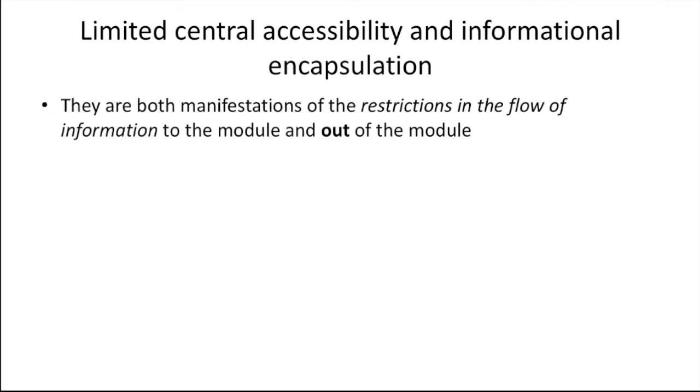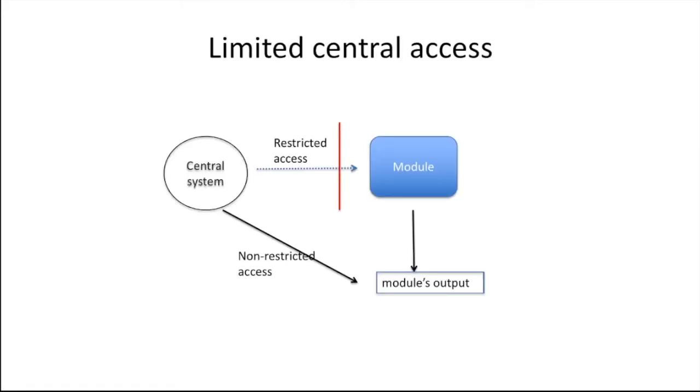Then you have limited central accessibility and informational encapsulation. I'm treating these as two sides of the same coin, because they are both manifestations of restrictions in the flow of information to the module and out of the module. For instance, limited central access refers to the assumption that the central system only has access to the module's output, and it's not privy to the information processing that goes on inside the module. In particular, it has no access to the database and algorithms employed by the module. So in short, the modules are completely opaque to the central system.